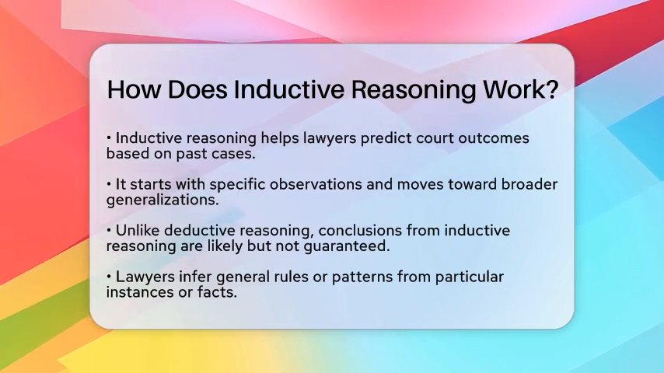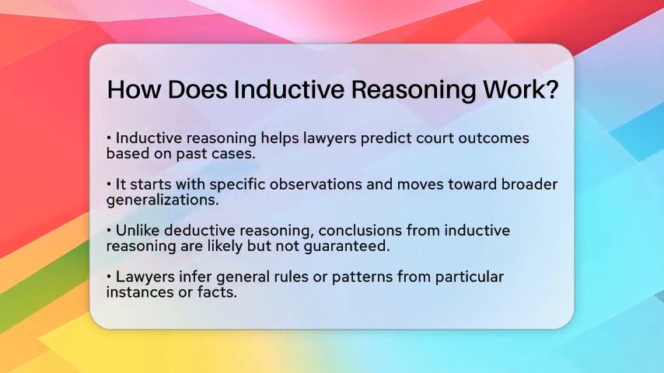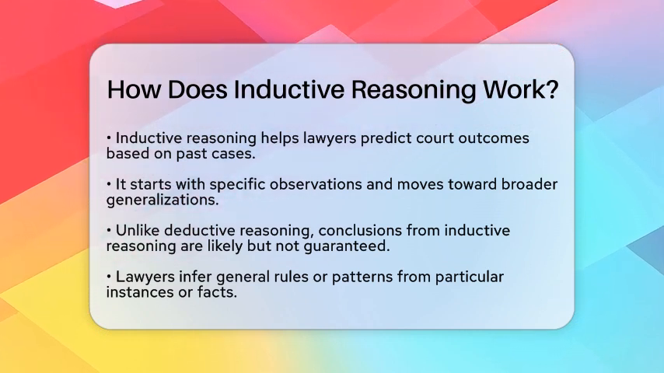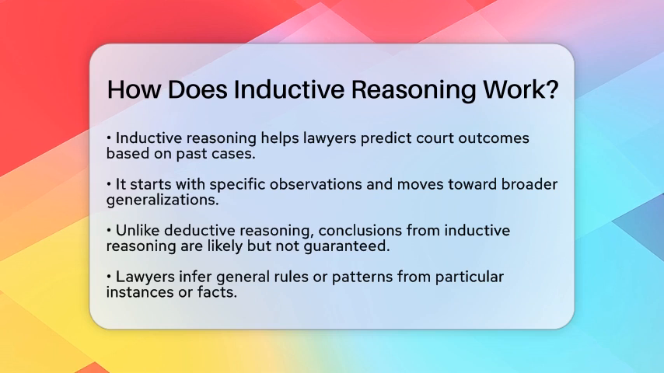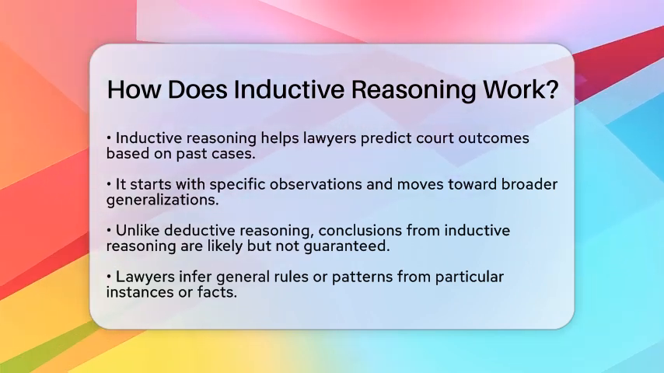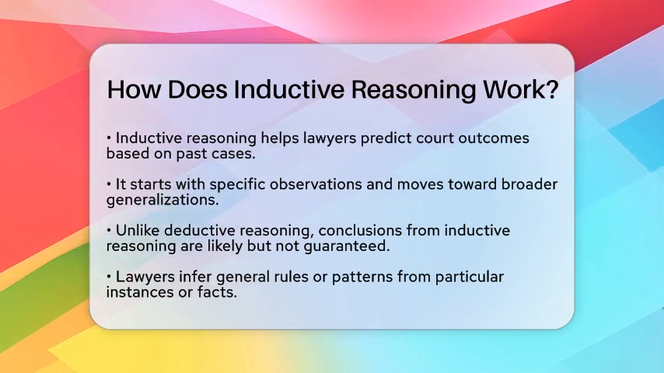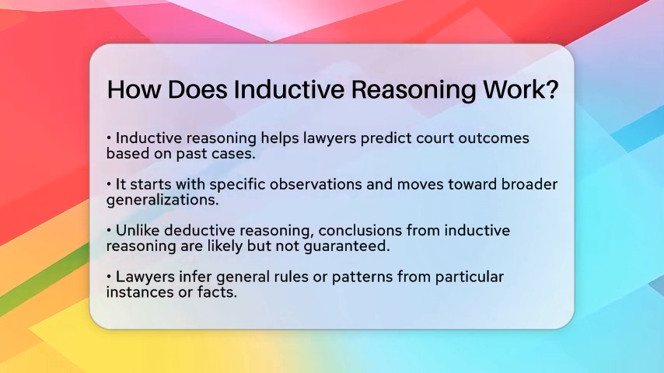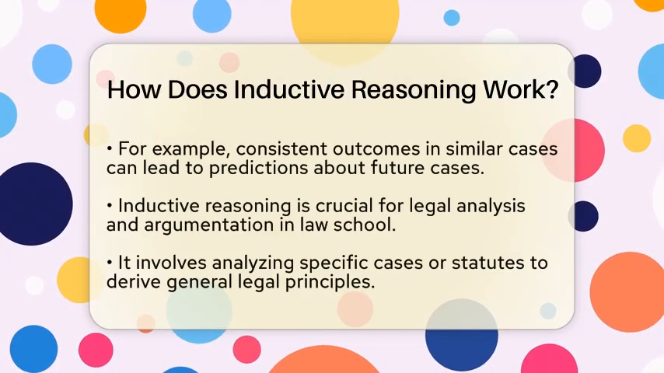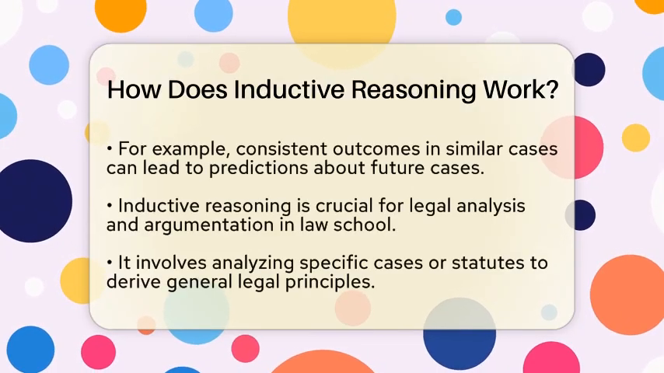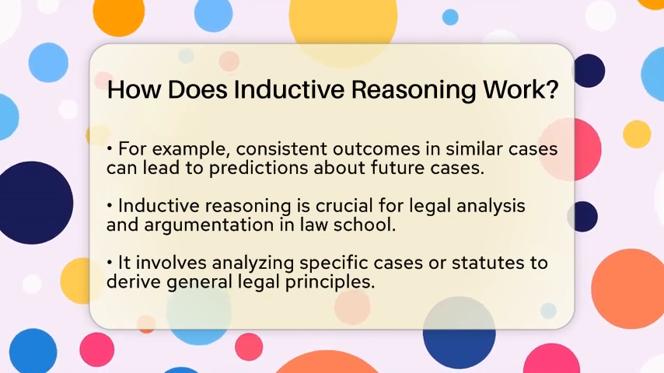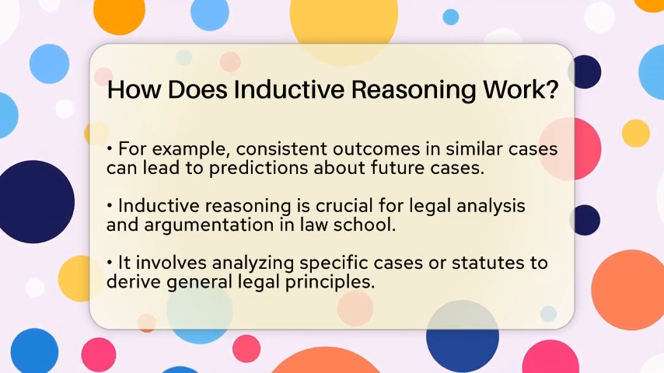Unlike deductive reasoning, which guarantees a conclusion if the premises are true, inductive reasoning offers conclusions that are likely but not certain. At its core, inductive reasoning involves looking at particular instances or facts and inferring a general rule or pattern that applies beyond those instances. For example, if a lawyer sees that several cases with similar facts resulted in the same legal outcome, they might conclude that future cases with similar facts will likely be decided in the same way.